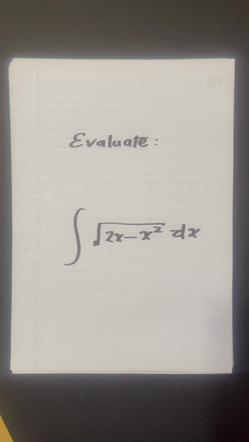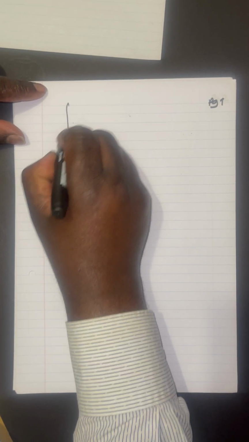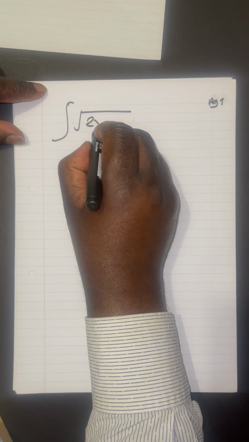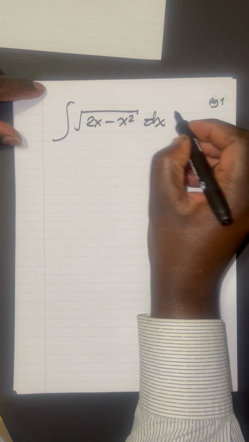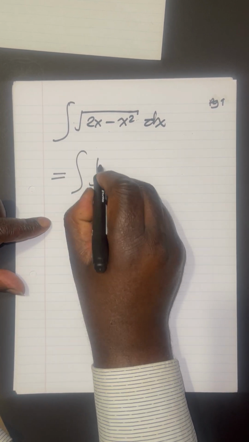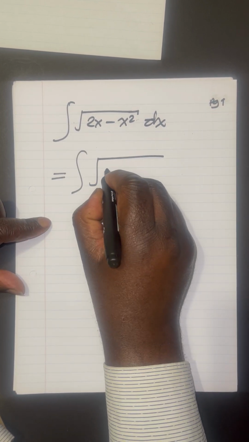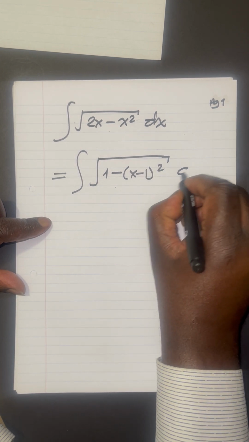Basically I'm saying that under the square sign, we must have that. So our step number 1, taking us to page 1, I'm basically saying, let's capture the integral of the square root of 2x minus x squared dx. This one simplifies to, like I told you, the integral of the square root of 1 minus x minus 1 all squared dx.